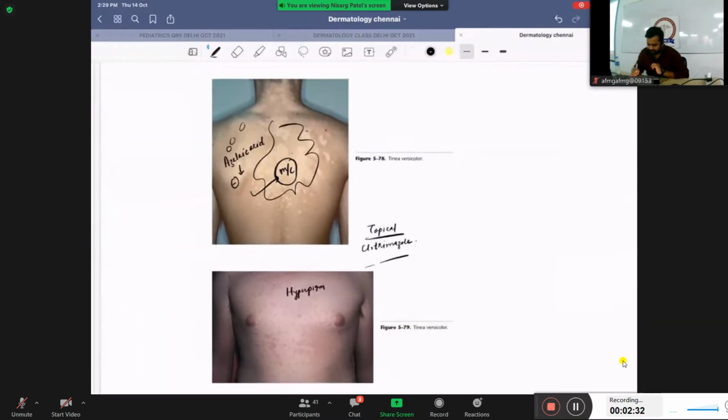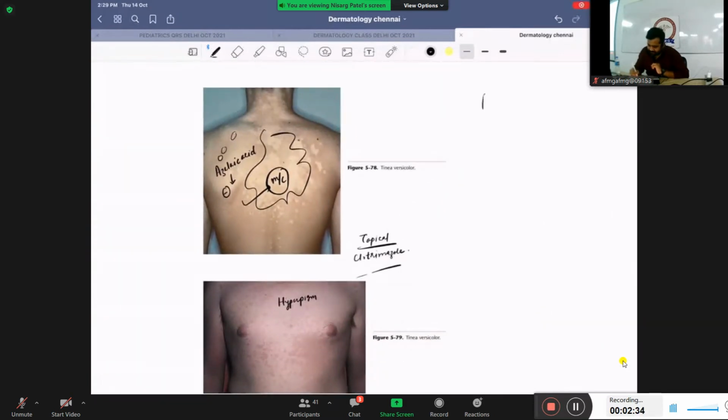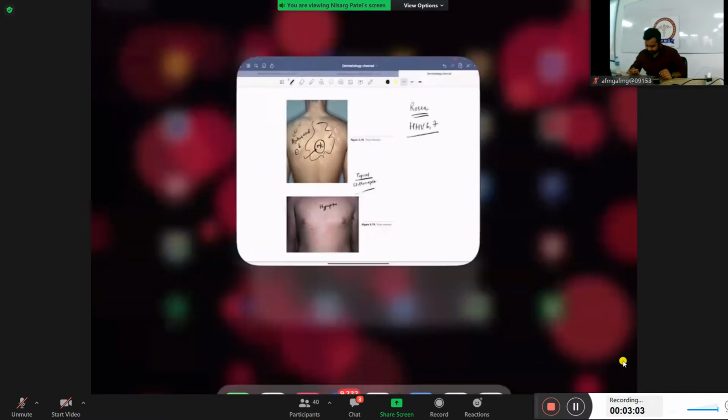What is the causative agent of pityriasis rosea? Students who are online can also interact. Pityriasis rosea, what is the causative agent? Human herpes virus 6 and 7. हमने बात की थी क्या था? हेराल्ड पैच और मदर पैच. हेराल्ड पैच और मदर पैच था ना, कल बात की थी.